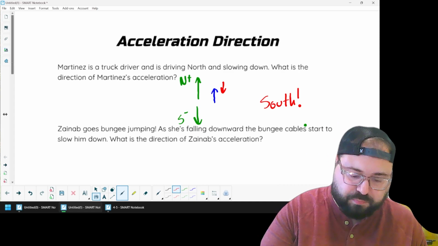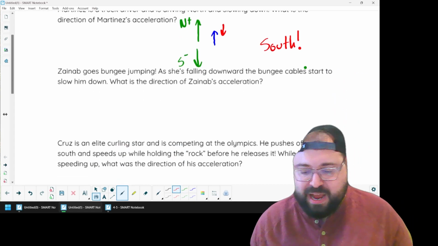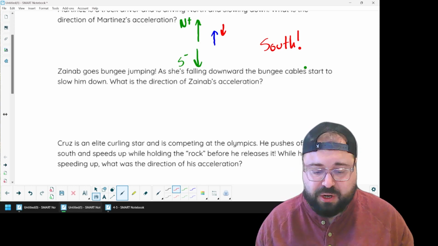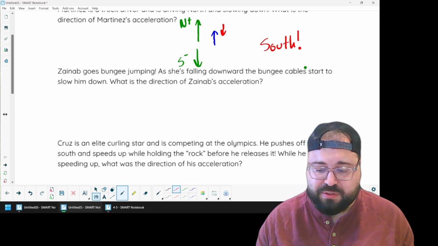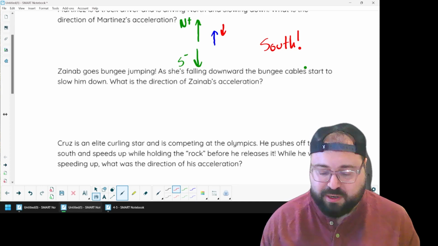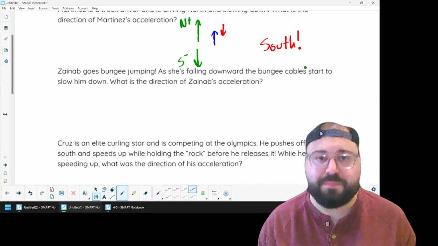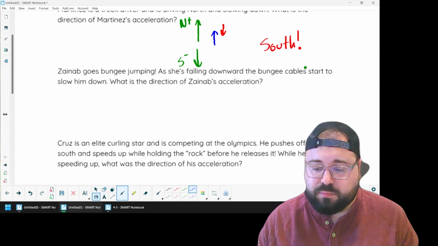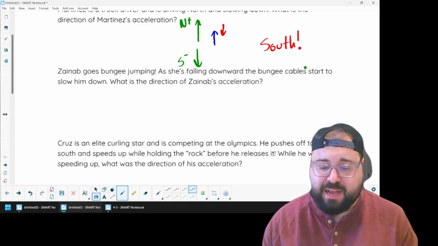Okay. This next one, Zanab goes bungee jumping. As she's falling downward, bungee cables start to slow her down. What is the direction of Zanab's acceleration? Sorry, these are all students from last year. I didn't change it. Sorry.